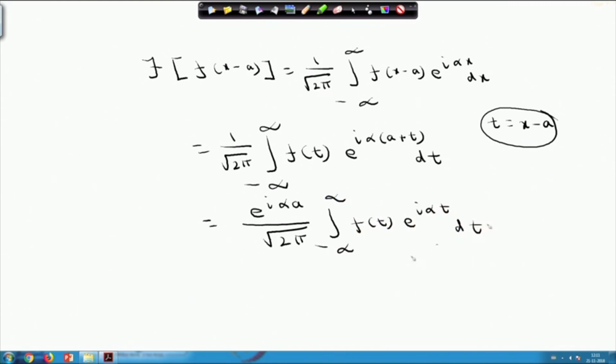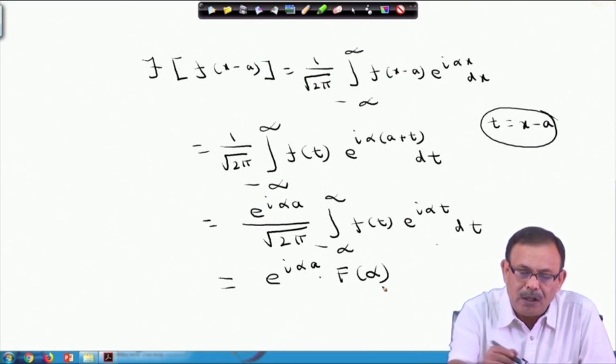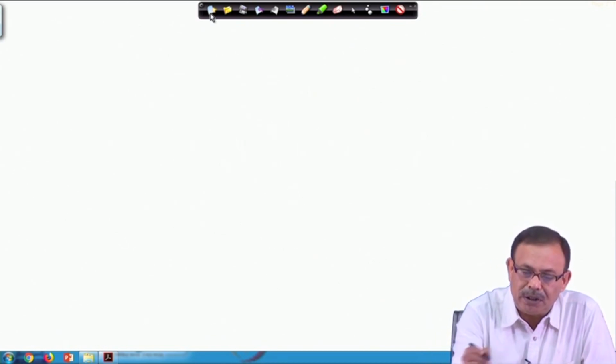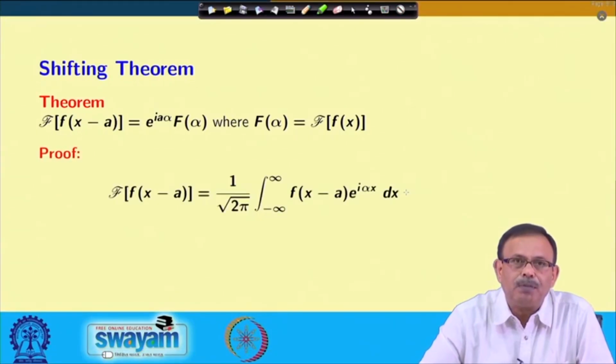And if you look at it, 1 by root 2 pi, integral from minus infinity to infinity, f t into e power I alpha t dt is nothing but the Fourier transform of f t, that is capital F of alpha. So, this equals e power I alpha a into F of alpha, where F of alpha is the Fourier transform of the function f x. Which completes the proof of the shifting theorem. So, let us see this thing once more. Here it is, we have to prove this.